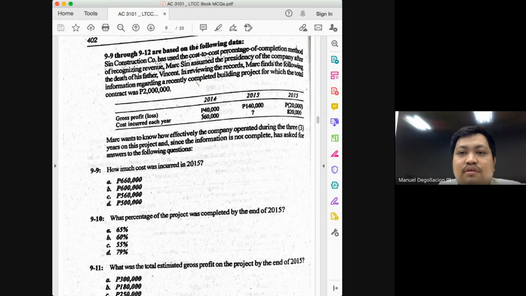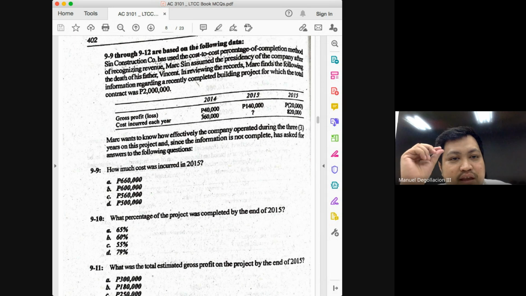Or if you express that in an equation, class: 1,840,000 minus 360 minus 820. How much will that be? 600. And that is already the answer. You notice, class, we needed to go to 2016 to solve for 2015. But that's not how you do the accounting, class. But of course, the problem will find ways to make it difficult for us.